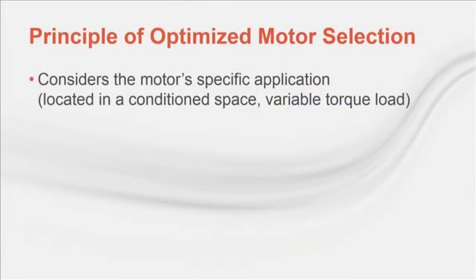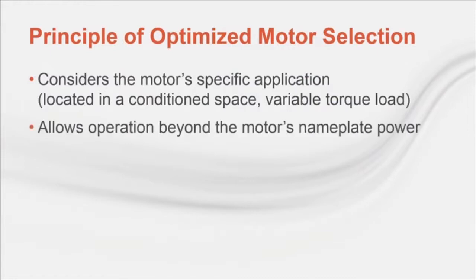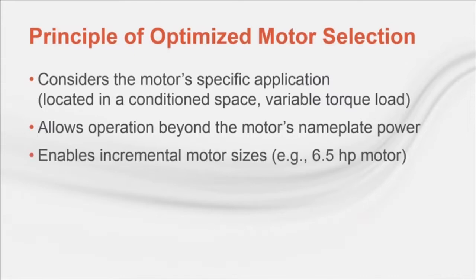In an air handler, the motor is typically inside the casing, operating in a conditioned space under a variable torque load. In this specific application, the motor is able to handle much more than its nameplate power, generally up to 50% more. This enables incremental motor sizes that are in between the traditional NEMA increments. Note that an optimized motor isn't necessarily operating in the service factor. The service factor is meant to provide a means to operate a general-purpose motor beyond nameplate conditions for a short period of time. An optimized motor is technically operating in a definite purpose application and has been tested within that application.